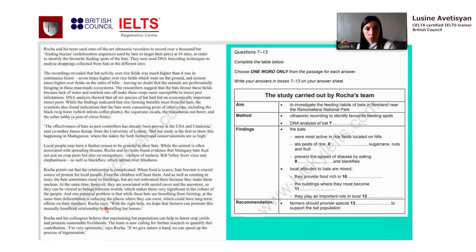They need to install bat houses. So if I write farmers should provide special bat houses to support the bat population, I would be wrong because it says one word only. So I just take the word bat out and it would be provide special houses to support the bat population. Okay, so far I hope it is clear.